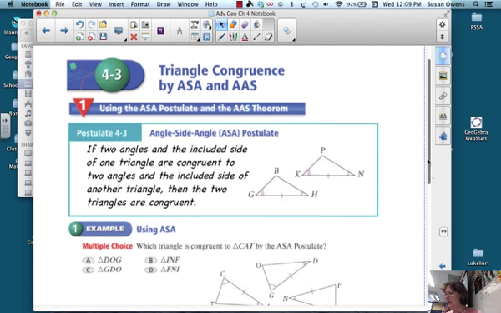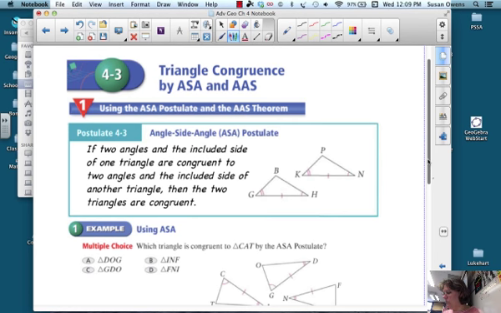The next one we have is angle, side, angle, and again it's really important the way the letters are listed. This one is telling me that the side is between the two angles. So if two angles and the included side of one triangle are congruent to two angles and the included side of another triangle, then the two triangles are congruent. If you take a look at our picture, we're given angles G and K are congruent, angles H and N are congruent, and the side that we're given is the side that's between the two angles. So this would be angle, side, angle.